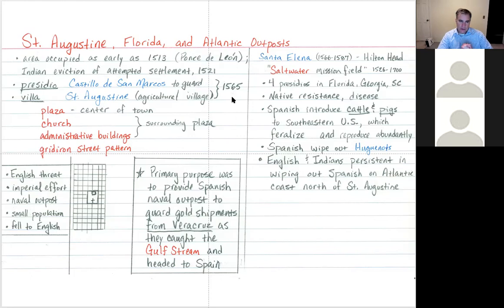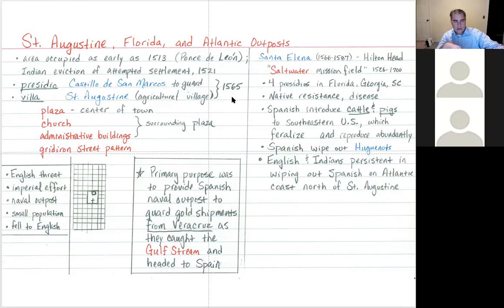I won't read this card to you, but if we look at the village of St. Augustine, you'll notice that St. Augustine is established in 1565 before the laws of the Indies, but it follows the same pattern that we had in the laws of Indies.